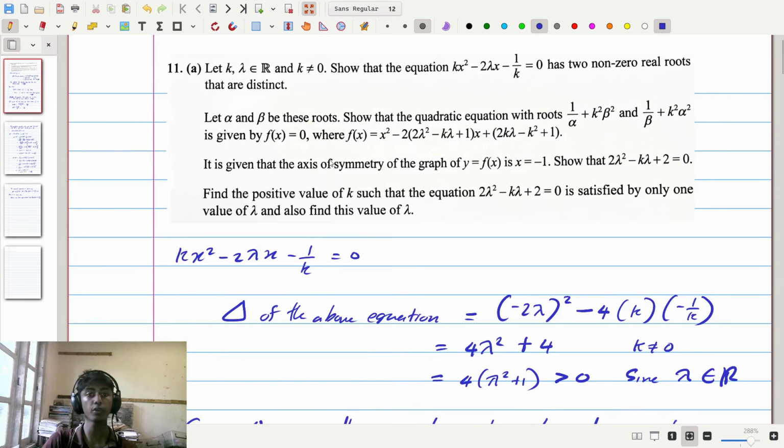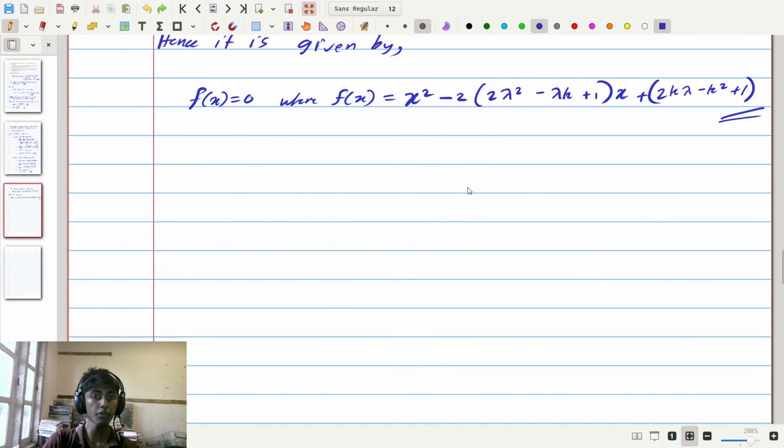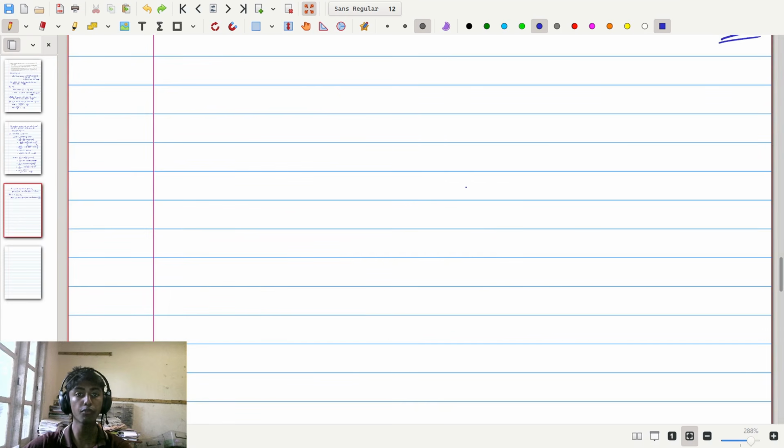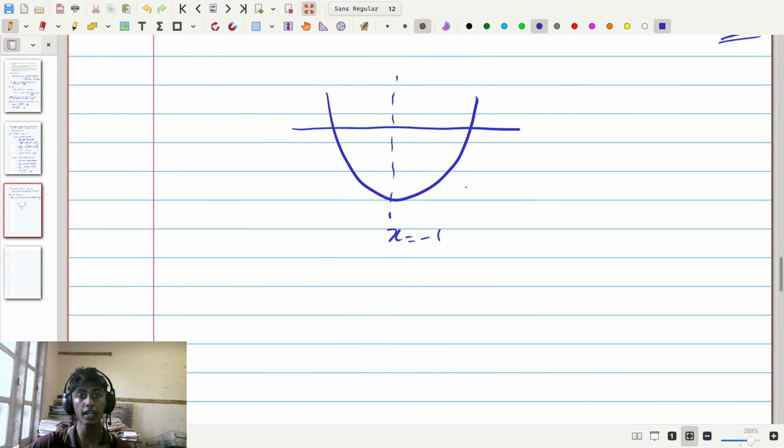Now moving on to the next part, the question says, it is given that the axis of symmetry of the graph y equals f(x) is at the line x equals -1. And with this, we are asked to show that 2 lambda squared minus k lambda plus 2 is equal to 0. Now for this, we need to understand that if this graph of y equals f(x) is symmetrical about the line x equals -1, it means that the two roots, alpha dash and beta dash, say something like this, are also going to be symmetrical about the line x equals -1. And therefore, this distance and this distance are both equal.